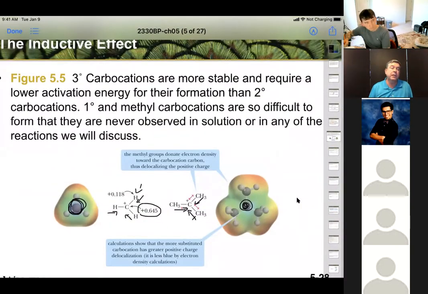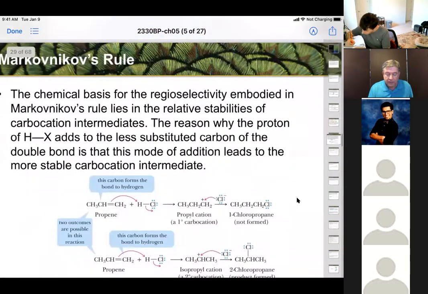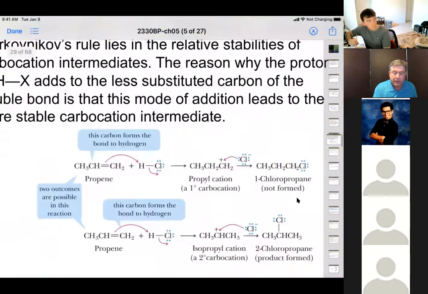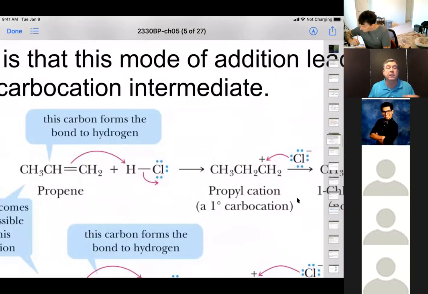Tertiary carbocations are more stable than secondary carbocations, and therefore we're going to see those rearrange sometimes. But how does that apply to Markovnikov's rule? Well, when we did that before, we knew the first step was the electrophile, the alkene, reaching out and grabbing that hydrogen, the Lewis acid. When it did so, it created a positive charge.